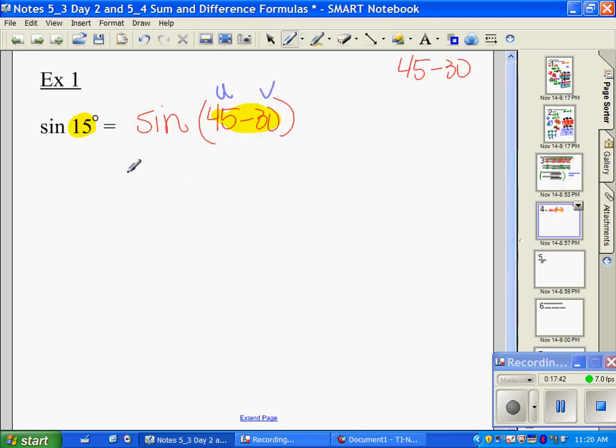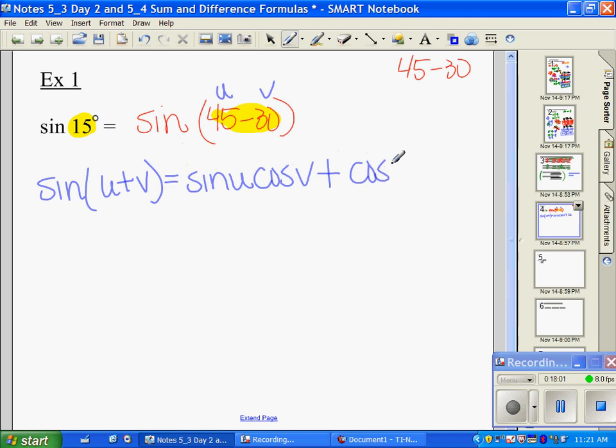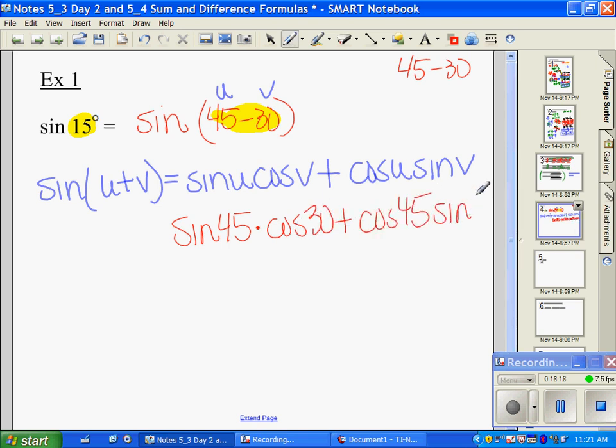So if I go ahead and write the formula again so that you can see this, sine of u plus v, and some textbooks use an a and b instead of a u and v, is sine of u cosine of v, the sign matches, plus cosine of the other one, so u, and sine of the other one, so v. So what we're going to do is replace this with the numbers. Sine of 45 times the cosine of 30 plus the cosine of 45 times the sine of 30.